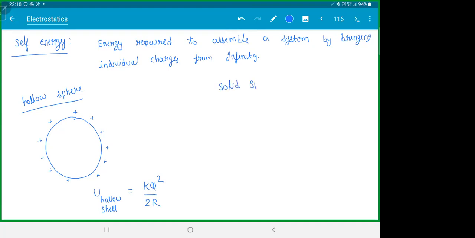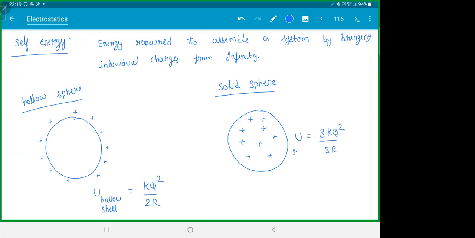If you take a solid sphere where it is uniformly charged, the self energy will be 3KQ square by 5R. Do mug up these results. In an exam like BITS, this was a direct question. Find the self energy of a solid sphere. It means in order to construct a solid sphere, you need to give this much energy to the system.